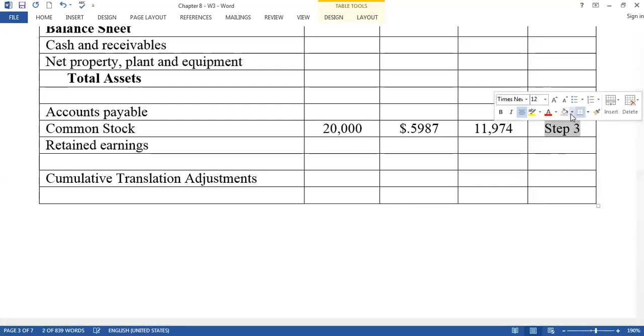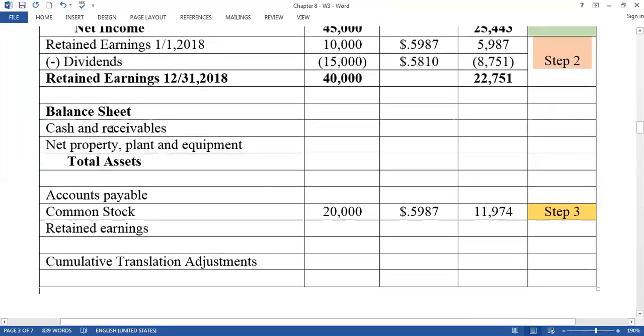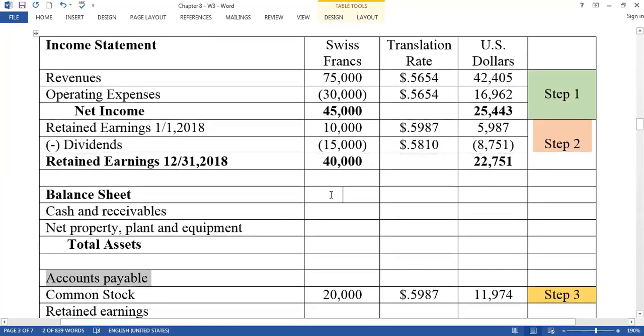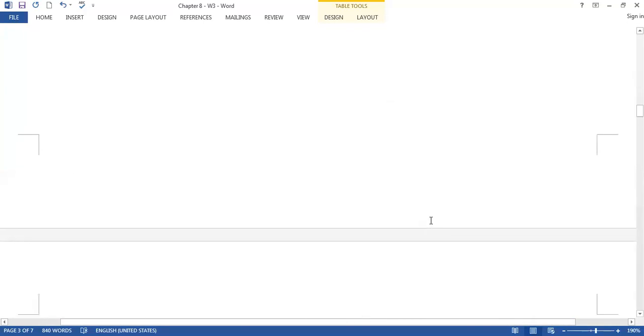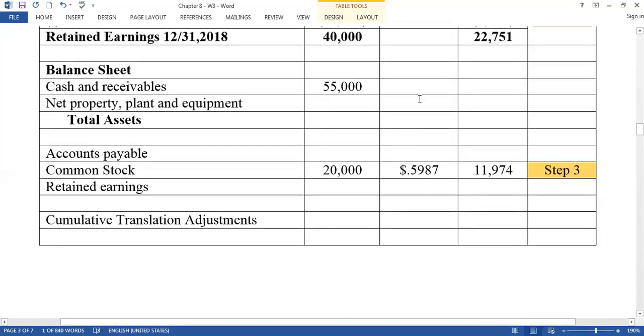So you know our step one, two, and three. Now step four said that assets and liabilities, right? Assets and liabilities are going to translate using which rate? Using the current rate, December 31st rate. Now question already gives us this information. Cash is $55,000. And the current rate is this one. We are going to use this rate here. So for these, we are going to use the current rate.